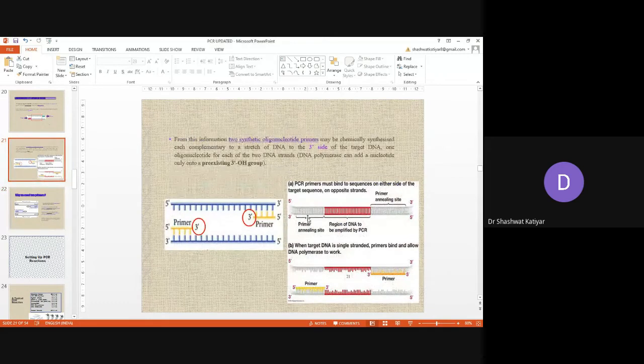This is the reaction. The PCR primers must bind to a sequence on either side of the target sequence, on opposite strands. So in the first view, there is a primer annealing site here and a primer annealing site here, and the region of DNA to be amplified by the PCR. Whereas in the second view, when the target DNA is single stranded, the primer binds and allows DNA polymerase to work, to extend the DNA chain. So there are two steps by which a primer can amplify the DNA.